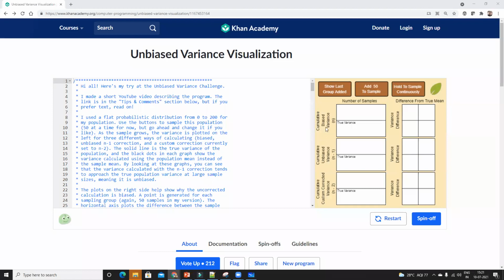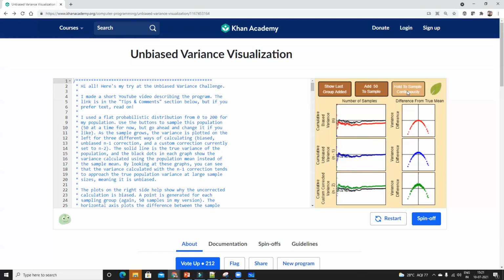Understand, this first one is dividing the variance by n. The second one is dividing the variance by n minus 1. The third one is dividing the variance by n minus 2. Now see what will happen. If I click add 50 samples and calculate the variance, some points get created like this. The line you see everywhere is the true variance of the population. Here I'm adding samples. Now let's add continuously.